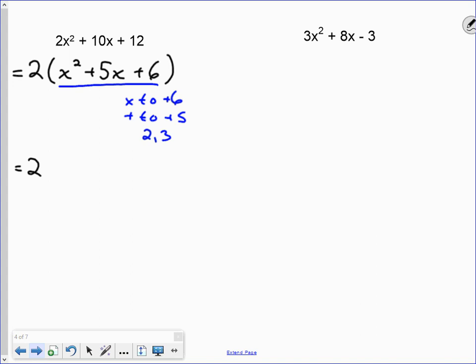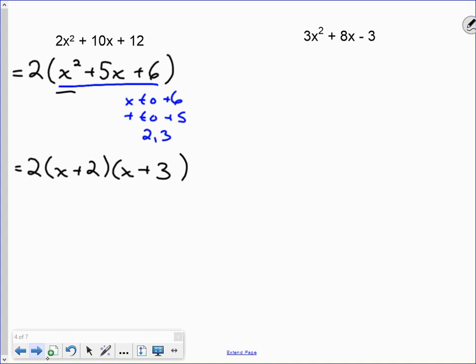So we know that our factoring, we've got the 2 still. We're going to have our two brackets here. We know that we need an x and an x to get our x squared here. And the other two numbers are going to be positive 2 and positive 3. So our final factored form here is 2 times x plus 2 times x plus 3.